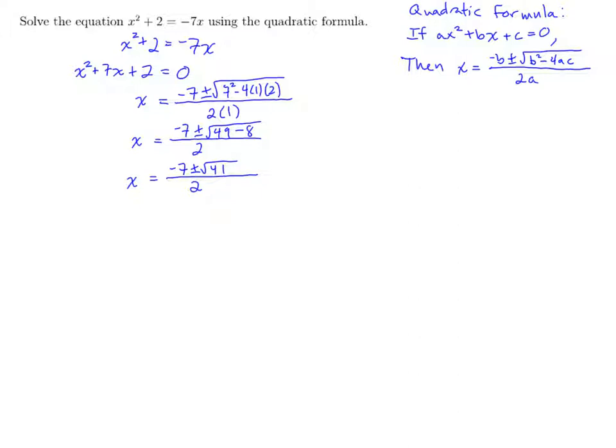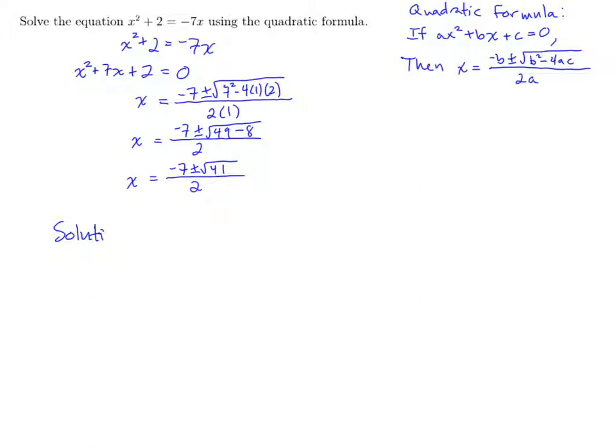The square root of 41 cannot be simplified because it does not have any perfect square factors. So at this point, the solutions that we have are fully simplified. To check these solutions, we would replace every instance of x in the original equation with negative 7 plus the square root of 41 all over 2, and negative 7 minus the square root of 41 all over 2. We check each of those solutions. We could also take decimal approximations and check them. We're going to omit the checks here and simply state the solution set.